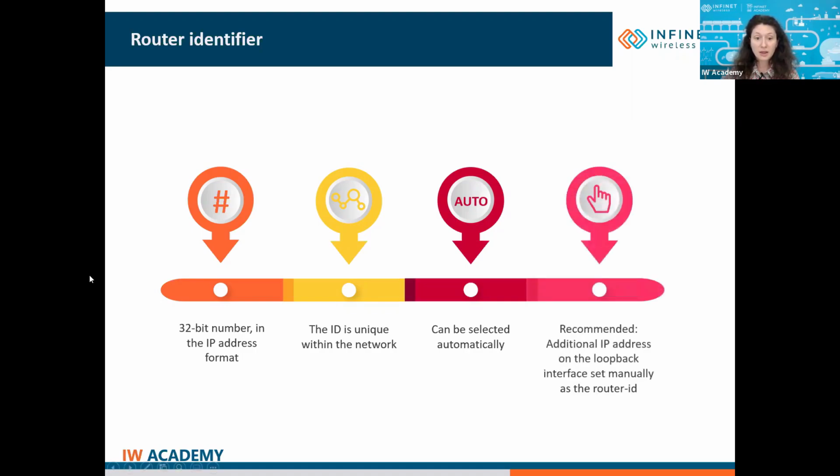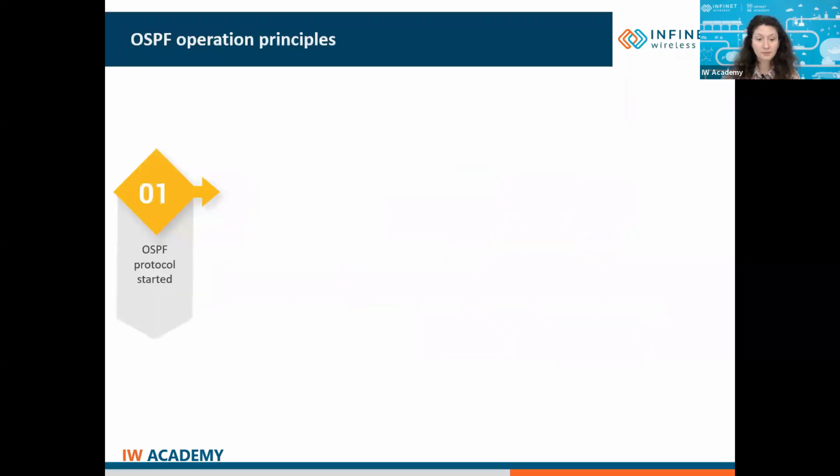It is advisable, however, to control the router ID configuration in order to avoid having duplicates in your network. Therefore, you can manually set the router ID by configuring an additional IP address on a loopback interface and setting it manually as the router identifier.